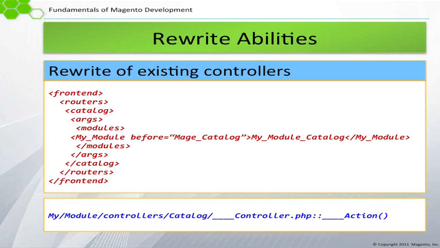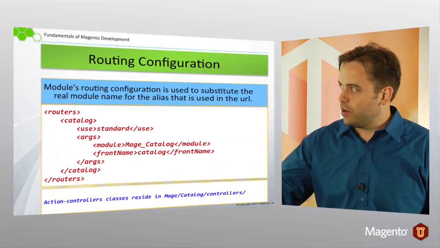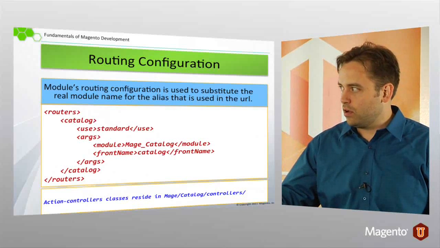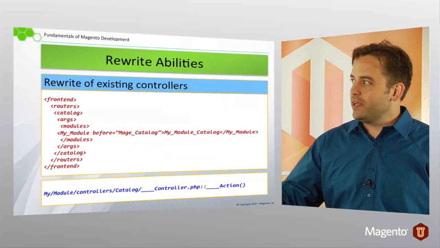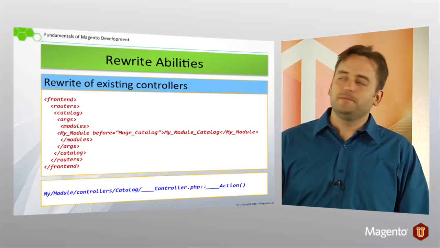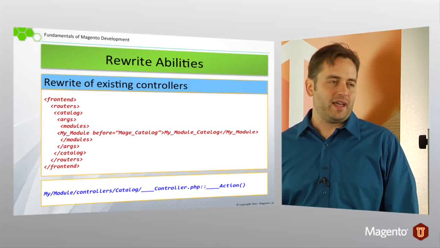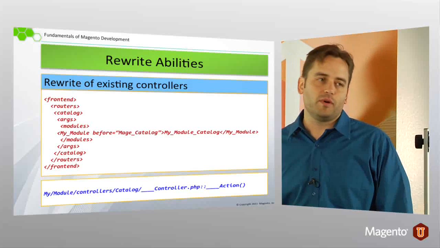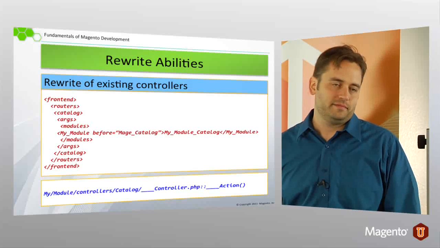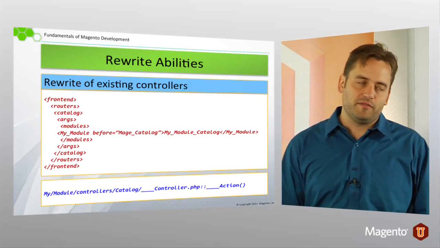We actually get into the exact same spot: front end, routers, catalog, args. And we add to the modules node. And all we do here is simply insert a path, either ahead of or behind another path. So, what does this mean functionally?